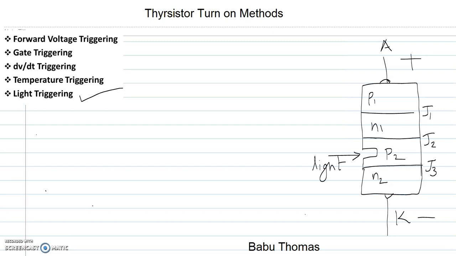So these are mainly the 5 turn-on methods in the case of a thyristor. In that we have seen forward voltage triggering, gate triggering, dV by dt triggering, temperature triggering, and light triggering. Of these, the most commonly used and simplest method is your gate triggering method.